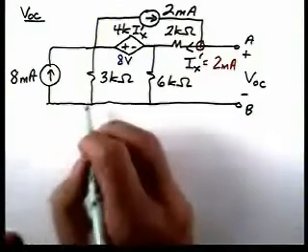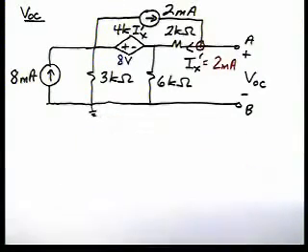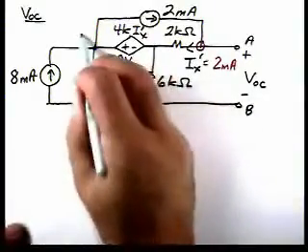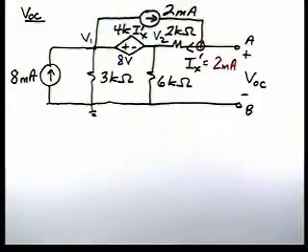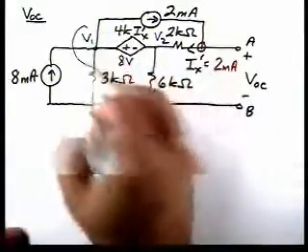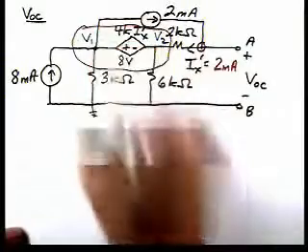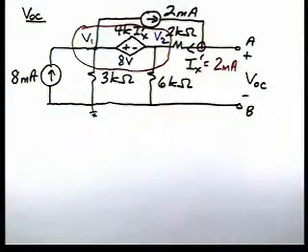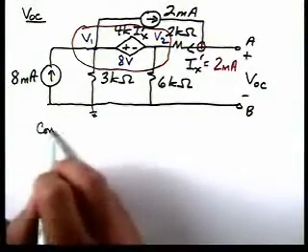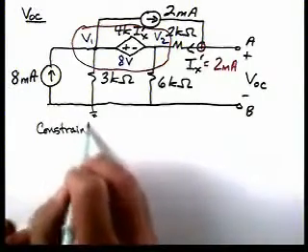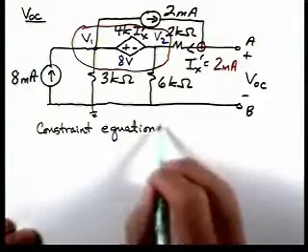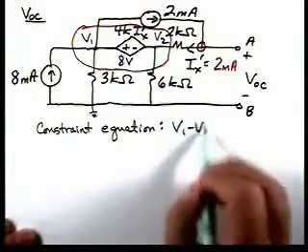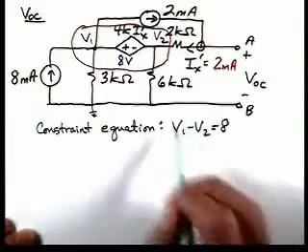So let's pick this node as a reference, and we'll assign 2 node voltages, V1 and V2. And also we'll have a supernode, and we'll have a constraint equation. So our constraint equation is V1 minus V2 equal to 8.